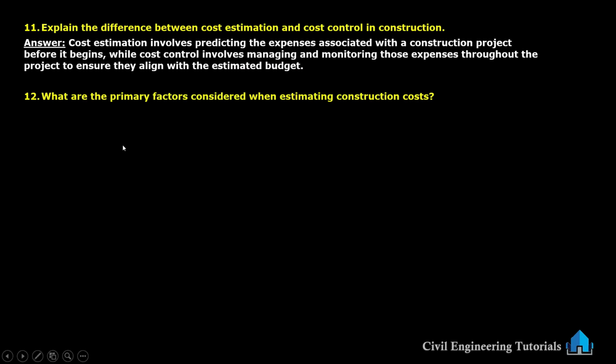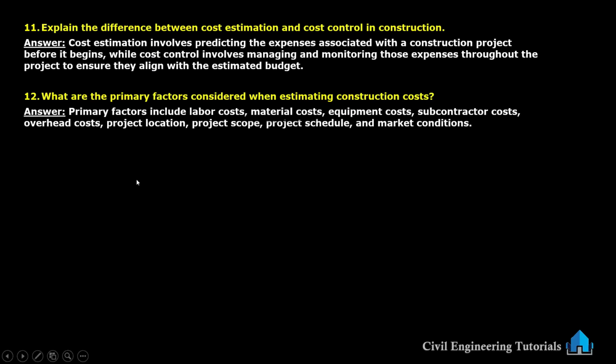What are the primary factors considered when estimating construction costs? Primary factors include labor costs, material costs, equipment costs, subcontractor costs, overhead costs, project location, project scope, project schedule, and market conditions.